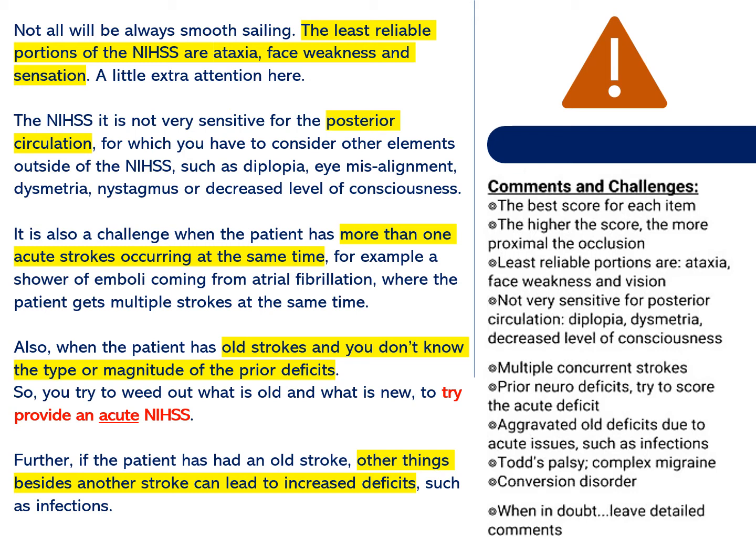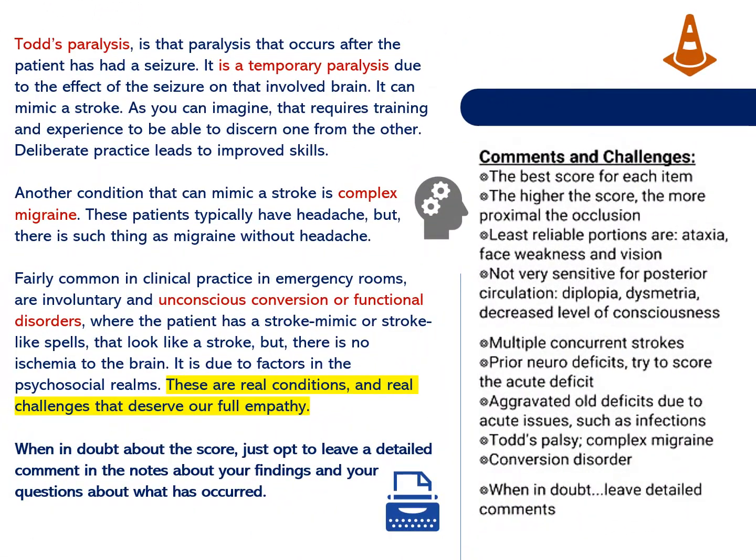Further, if the patient has had an old stroke, other things besides another stroke can lead to increased deficits, such as infections. Todd's paralysis is that paralysis that occurs after the patient has had a seizure. It is a temporary paralysis due to the effect of the seizure on that involved brain. It can mimic a stroke. As you can imagine, that requires training and experience to be able to discern one from the other.